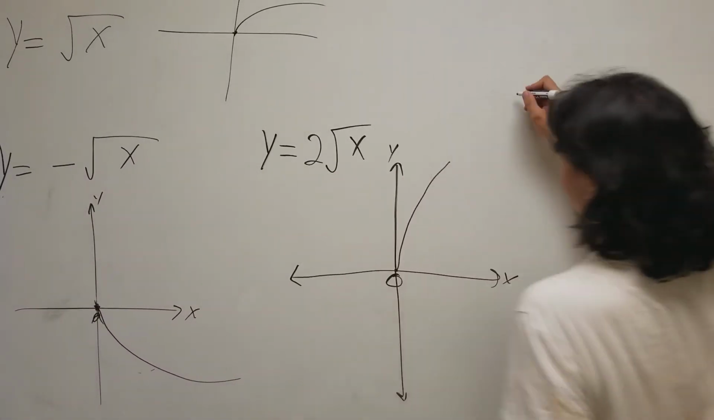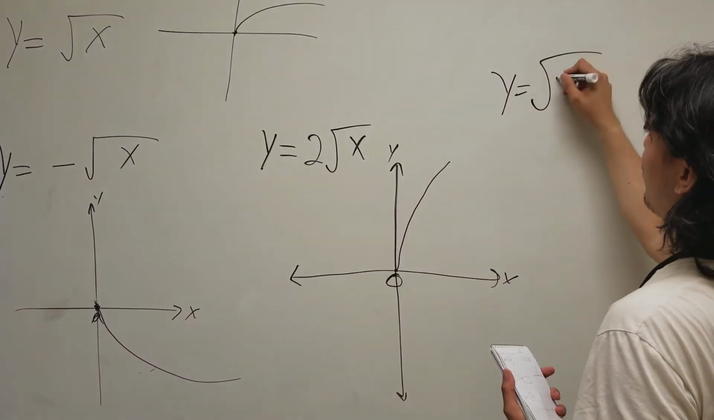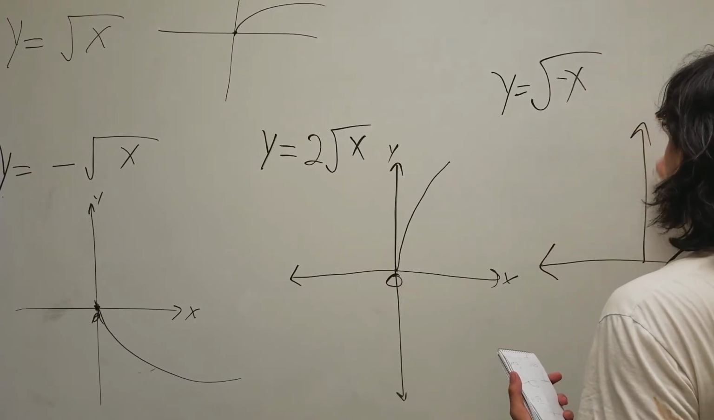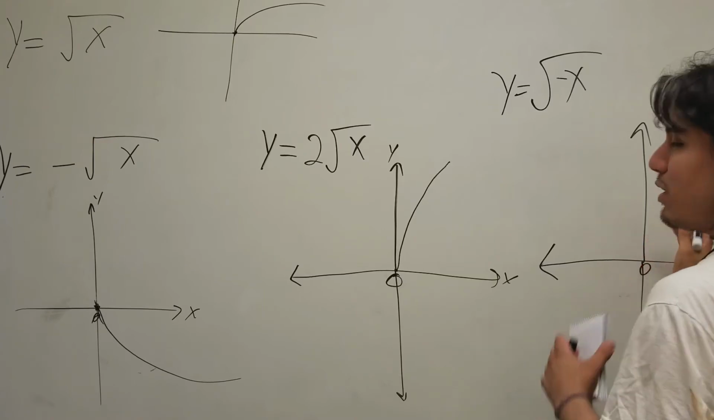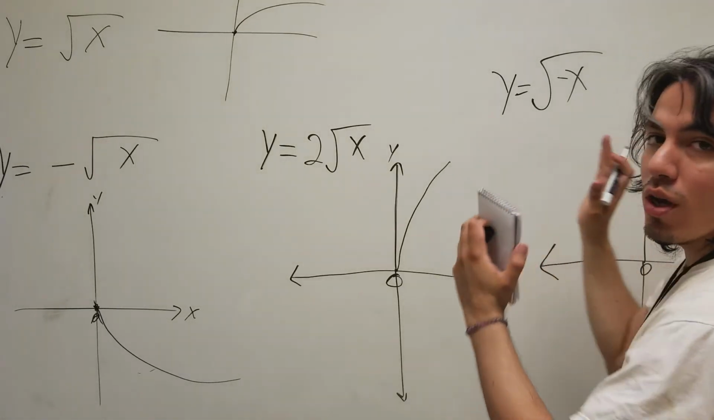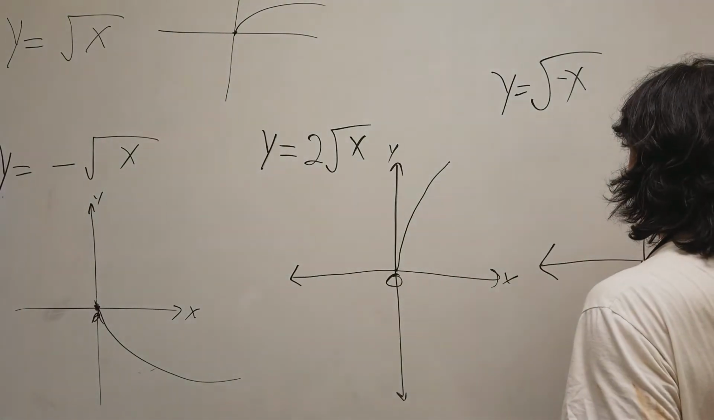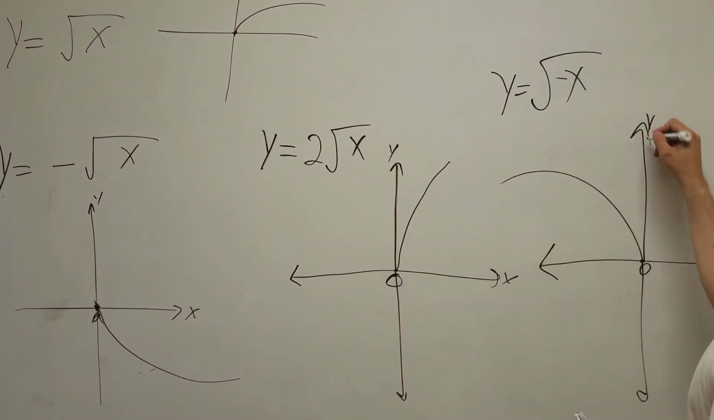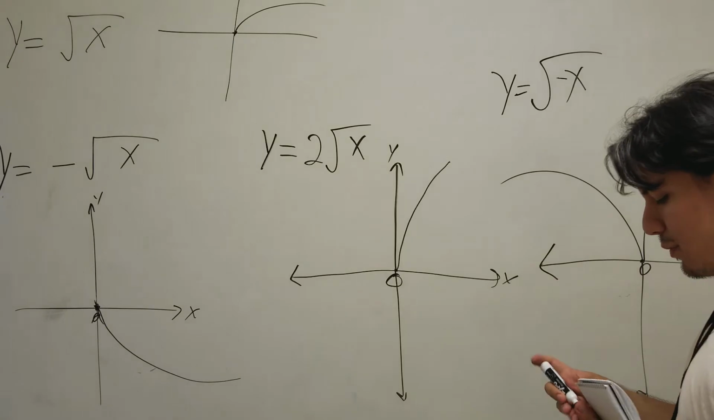Now the last one I was going to talk about is the root when the negative is inside the function. It's going to be reflected about the y-axis, so it's going to shoot off to the other side. That's the one I was talking about earlier.